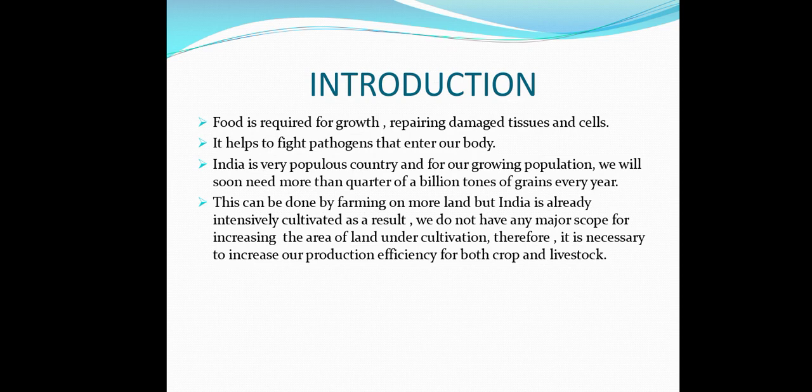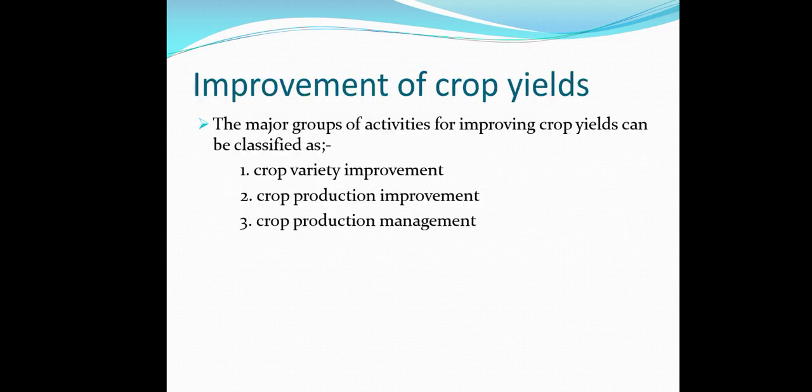India is a very populous country, and for our growing population we will soon need more than a quarter of a billion tons of grain every year. This could be done by farming on more land, but India is already intensively cultivated. As a result, we do not have any major scope for increasing the area of land under cultivation. Therefore, it is necessary to increase the production efficiency of our crops and livestock.